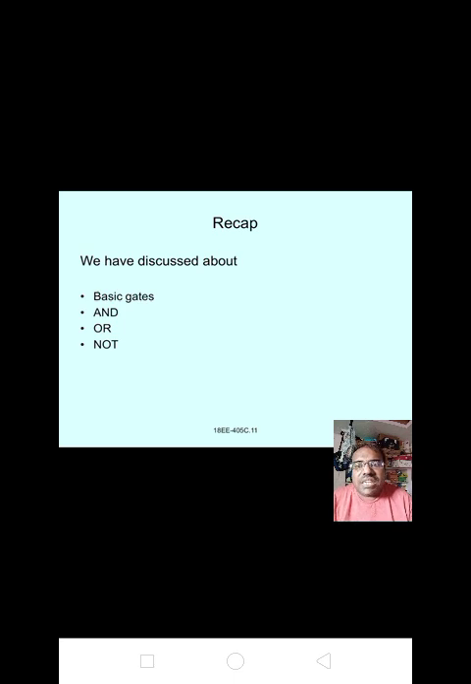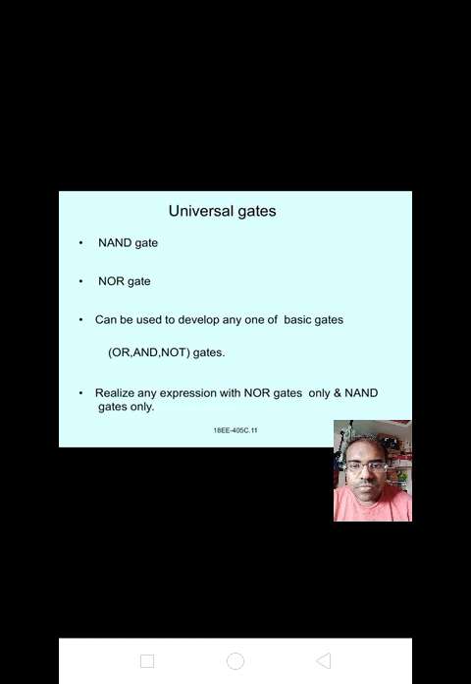We have discussed about basic gates AND, OR, NOT. Universal gates, that is NAND and NOR, can be used to develop any one of the basic gates OR, AND and NOT gates. Realize any expression with NOR gates only and NAND gates only.